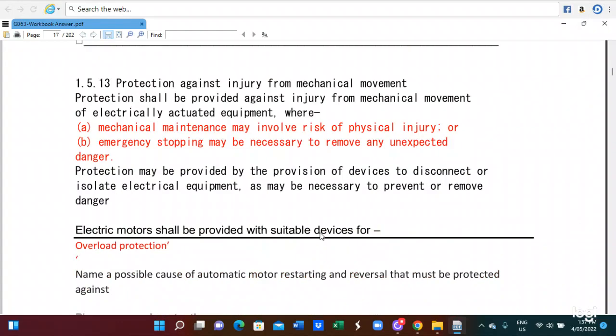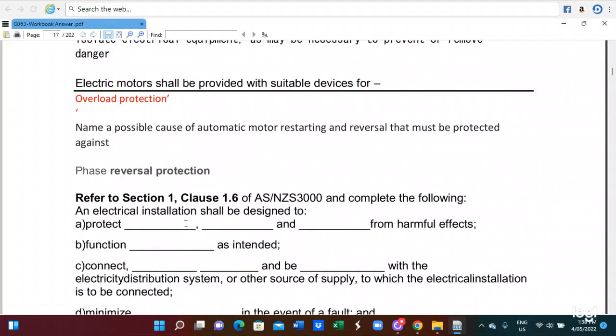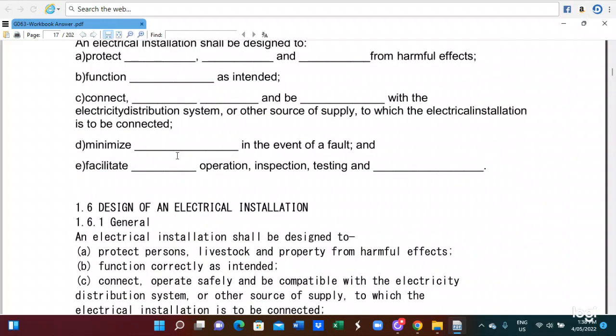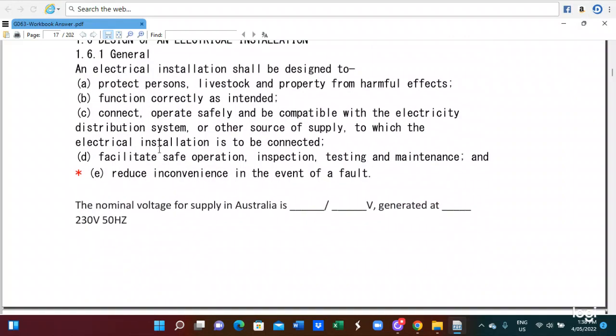Also, protection against injury from mechanical movement is a definition. Also, electric motors have overload protection. So this is the answer for the electrical installation. Design of electrical installations: you can read clause 1.6 of AS/NZS 3000, design of electrical installation.